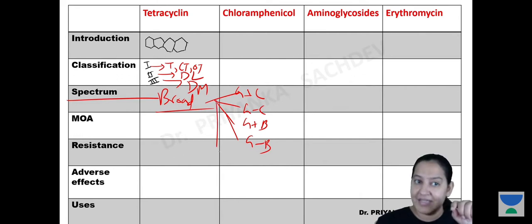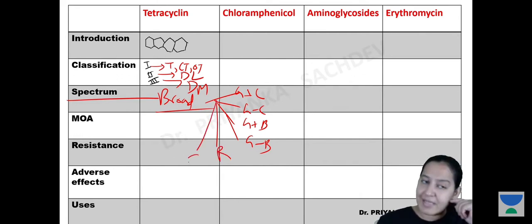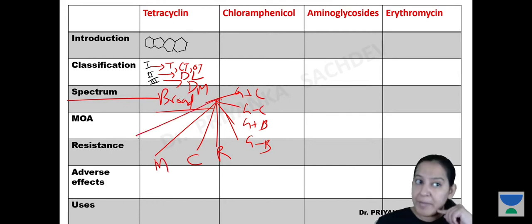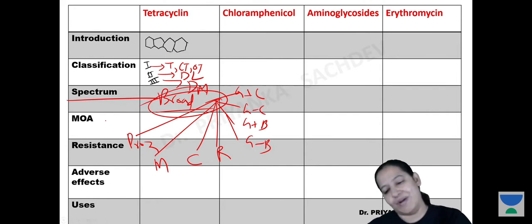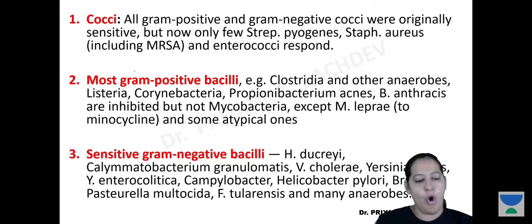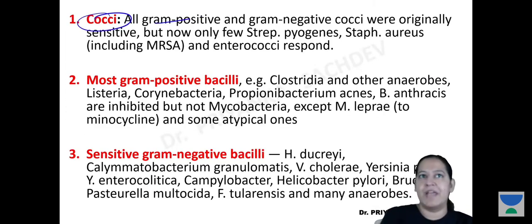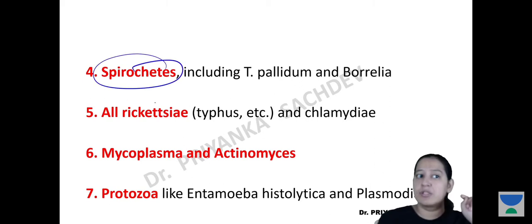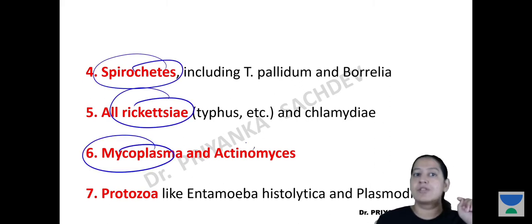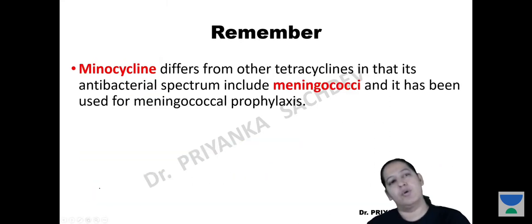Apart from it, it kills rickettsia also. Apart from it, it kills chlamydia also. Apart from it, it kills mycoplasma also. Apart from it, it kills some protozoa also, bacteria के अलावा. So it is the broadest spectrum, you can say. See the spectrum? It is killing all cocci, gram positive, gram negative, both. It is killing all bacilli, gram positive, gram negative, both. It is killing spirochetes also, rickettsia also, mycoplasma also, actinomycetes also, and some protozoa also. So that is the spectrum.